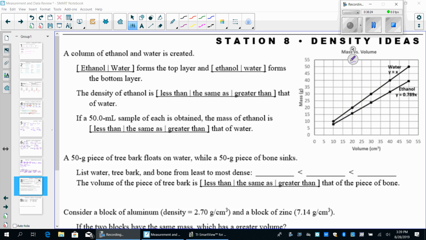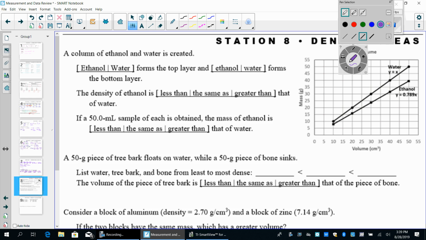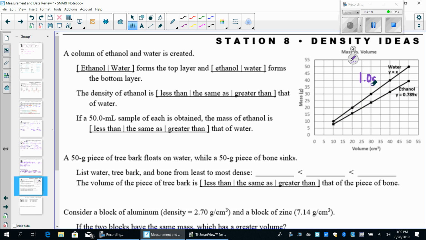Okay, so here you're looking at a graph and you're looking at density of ethanol versus water. So when you are looking at this, water always has a density of 1 gram per milliliter. And here, ethanol always has a density of 0.789 grams per milliliter. Because if you take this number, which is your mass, take your mass across, which is a little bit less than 40, divided by 50, you're going to come out to 0.789. And at any point with your water, it's 10 divided by 10 here, 20 divided by 20 would be 1, and so forth.